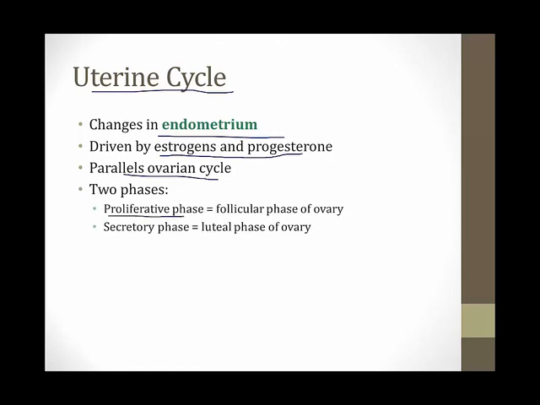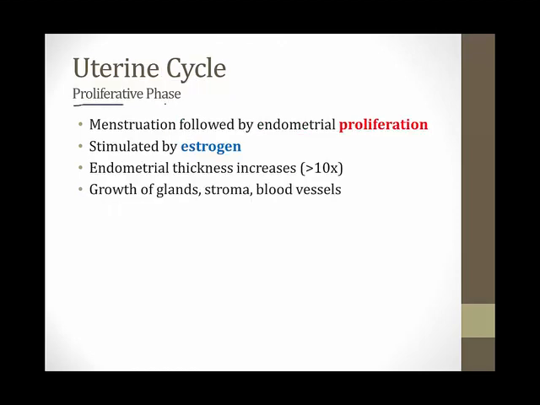The proliferative phase is analogous to the follicular phase of the ovary. It occurs prior to ovulation. The secretory phase is analogous to the luteal phase of the ovary. This occurs after ovulation. The proliferative phase of the uterine cycle begins after menstruation.